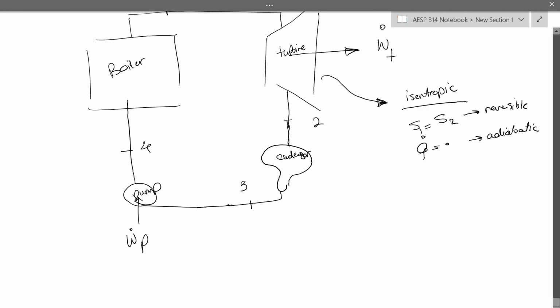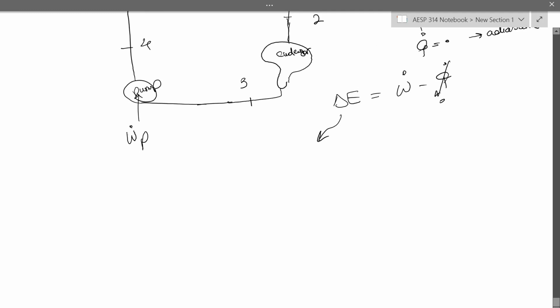So what does it mean for the work extracted from the turbine? How can we calculate this? Based on the first law of thermodynamics, if you recall, we said delta E is equal to W minus Q, right? Q is 0. Delta E, the internal energy change plus the kinetic energy change plus the potential energy change, is going to be equal to the turbine's work.